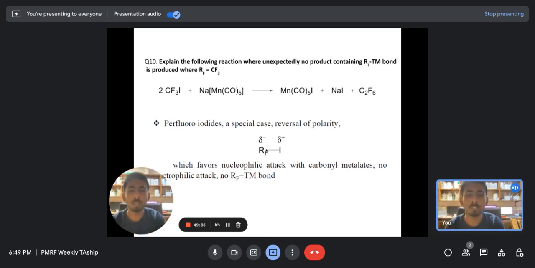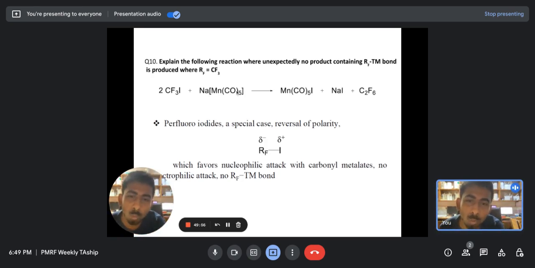So here, instead of delta plus delta minus, we are having delta minus delta plus. So this is actually a special case of reversal of polarity, that is anomalous in nature. That's why this RF minus is there. You know that sodium is positive and Mn(CO)5 is actually electronegative, that is minus, that is nucleophilic in nature.